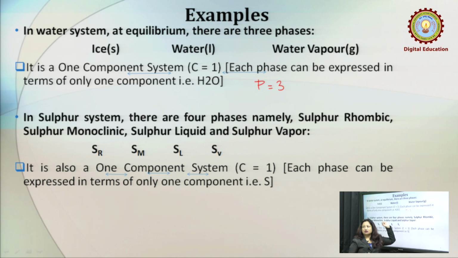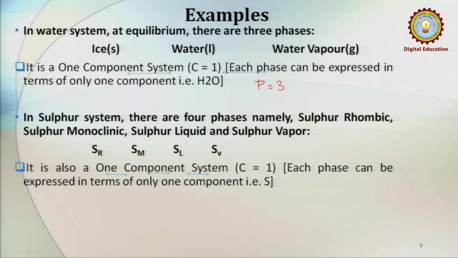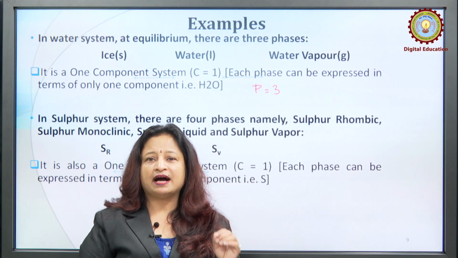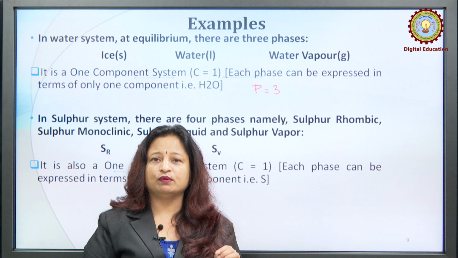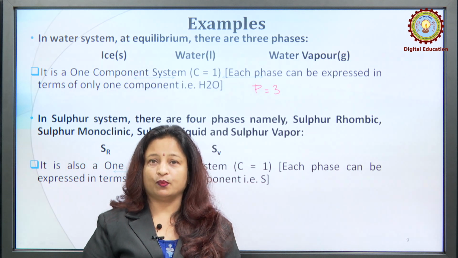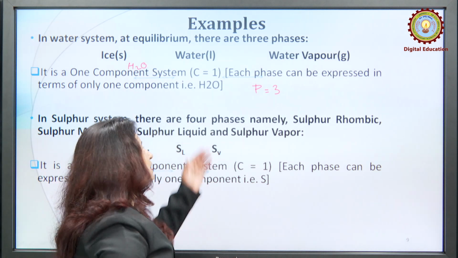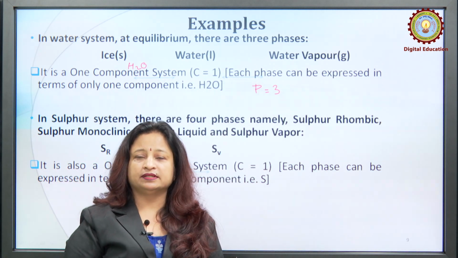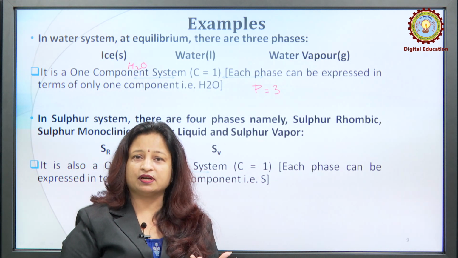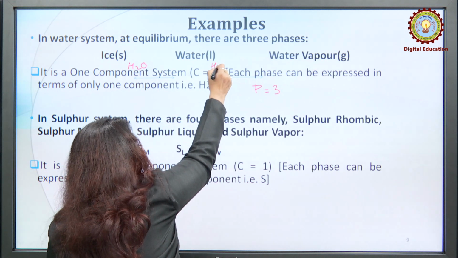So, when we talk about the components, as per the definition, the minimum number of chemical constituents in terms of which the composition of each phase can be expressed either directly or in the form of a chemical equation. So, in this particular case you can see the composition of ice can be expressed by H2O. So the composition of ice can be represented by H2O. Similarly, the composition of liquid water can be expressed or represented by H2O only.